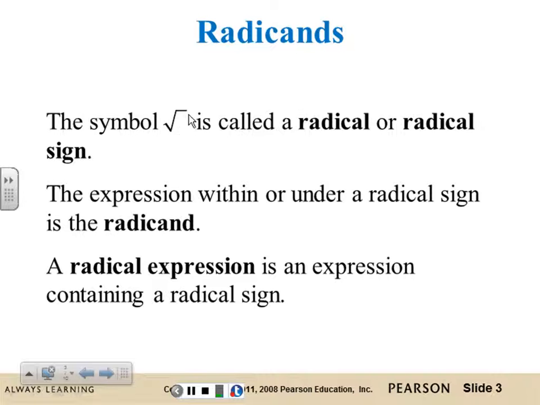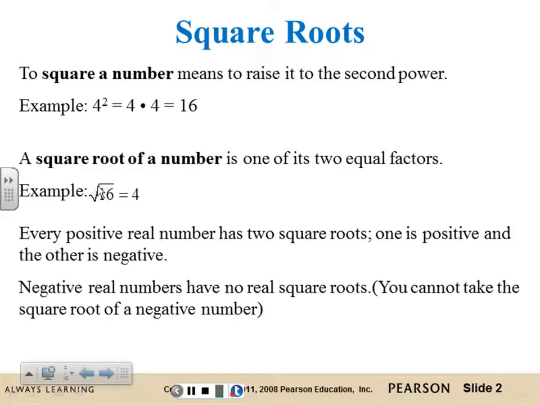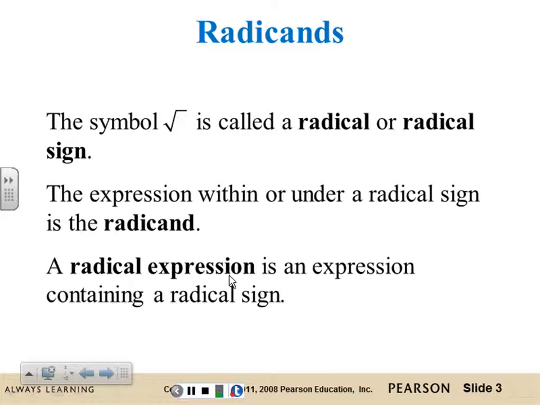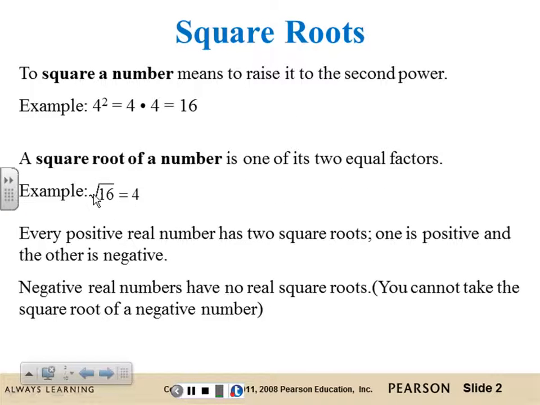So some terminology here. When you see this symbol, it is called a radical or a radical sign. So anytime you hear me say the radical, that's what I'm talking about, that sign or symbol. And then the expression within or underneath a radical sign is called the radicand. So for example, here you have the radical sign, the radical symbol, and then the 16 is your radicand. And then a radical expression is an expression containing a radical sign. So these two put together, the radical sign and the radicand, that is a radical expression.